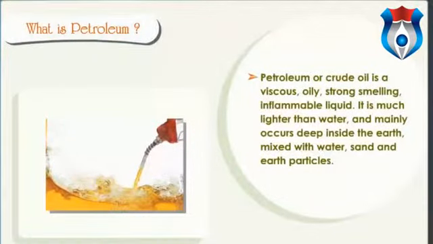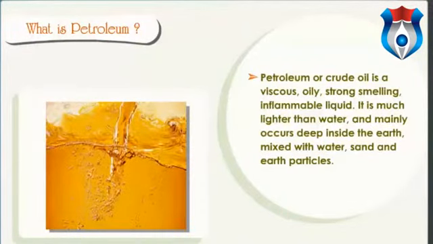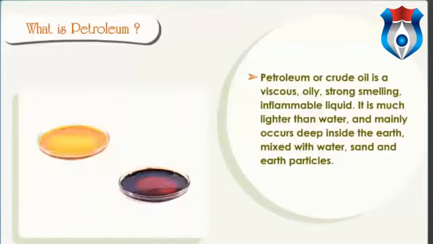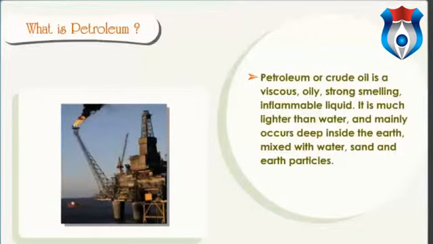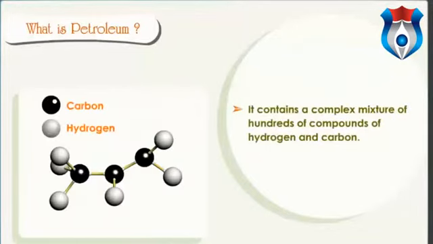Petroleum or crude oil is a viscous, oily, strong-smelling, inflammable liquid. It is much lighter than water and mainly occurs deep inside the earth, mixed with water, sand, and earth particles. It contains a complex mixture of hundreds of compounds of hydrogen and carbon.